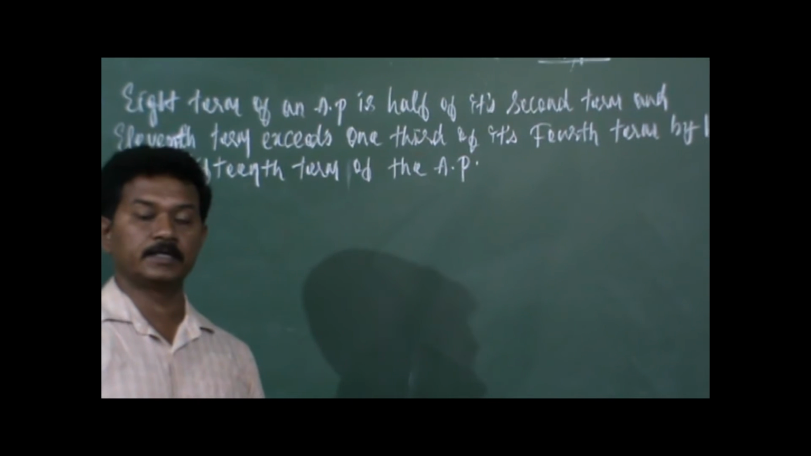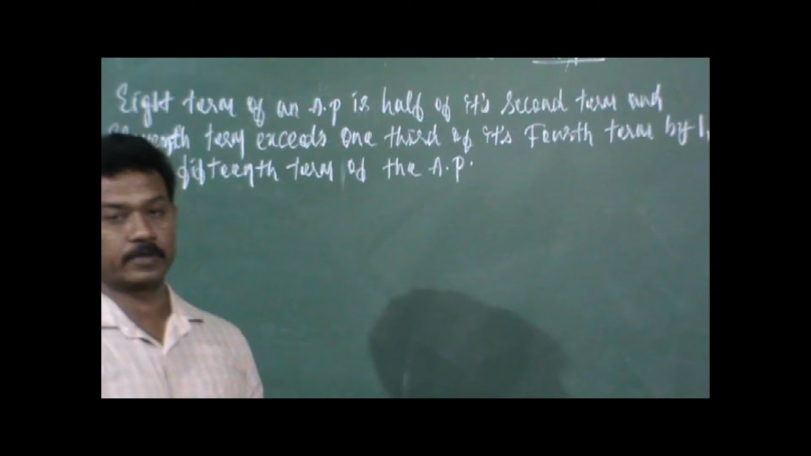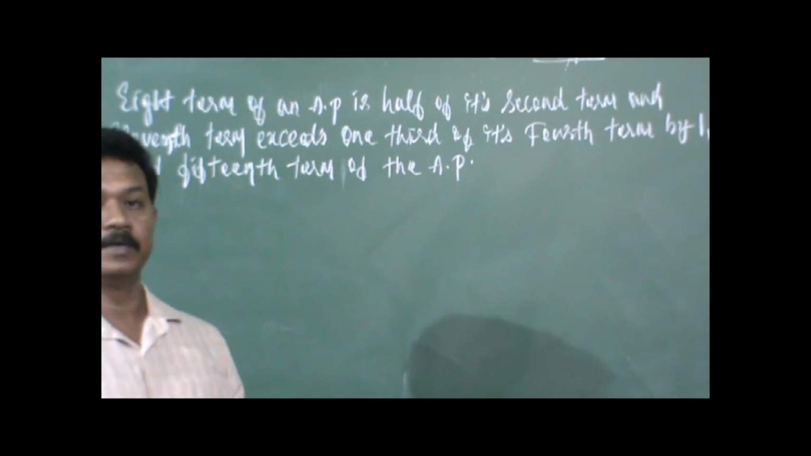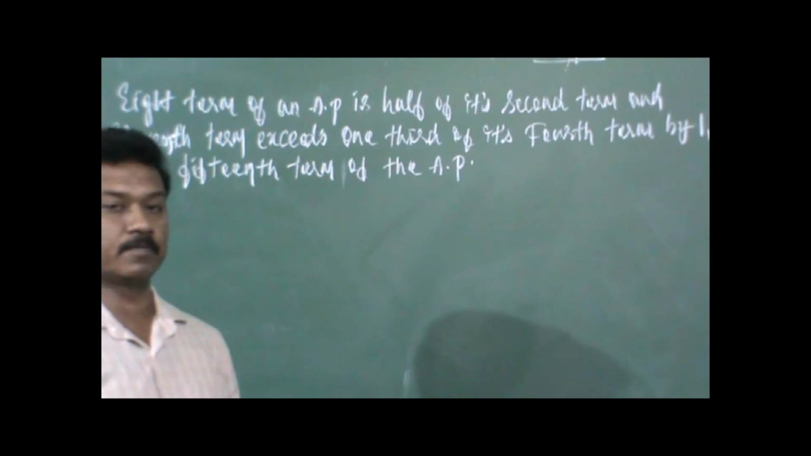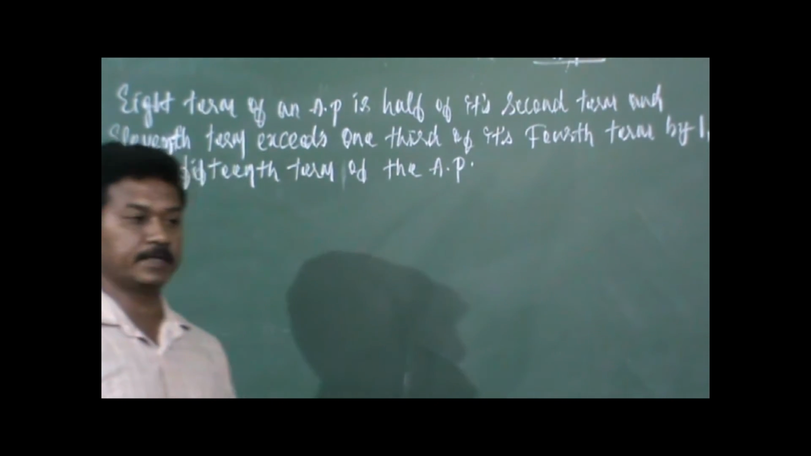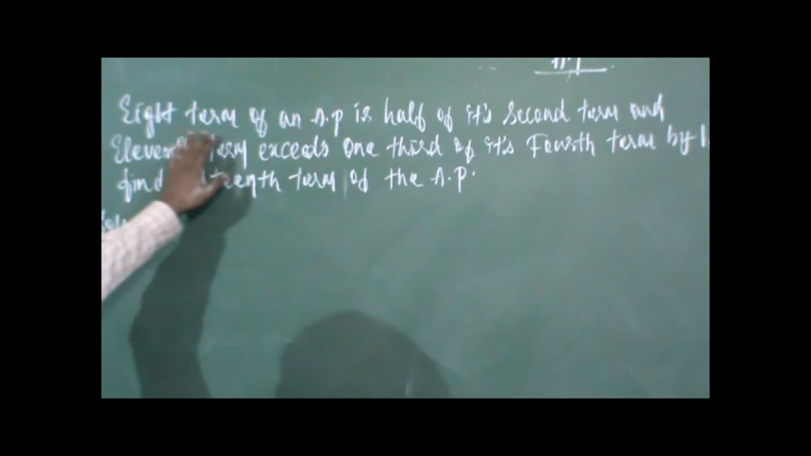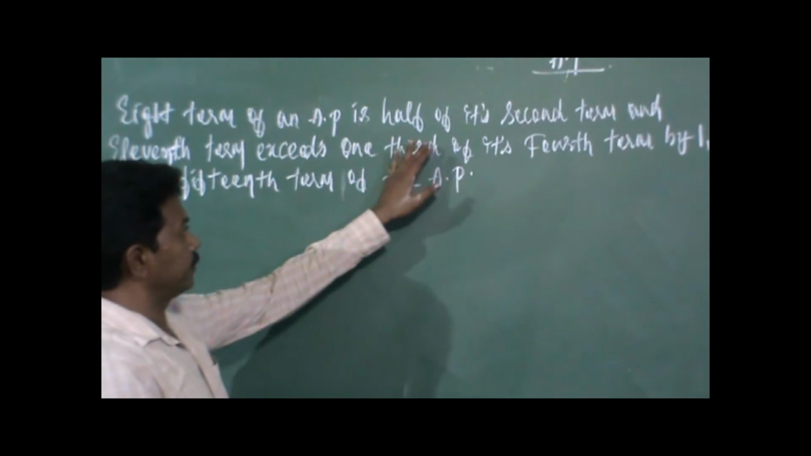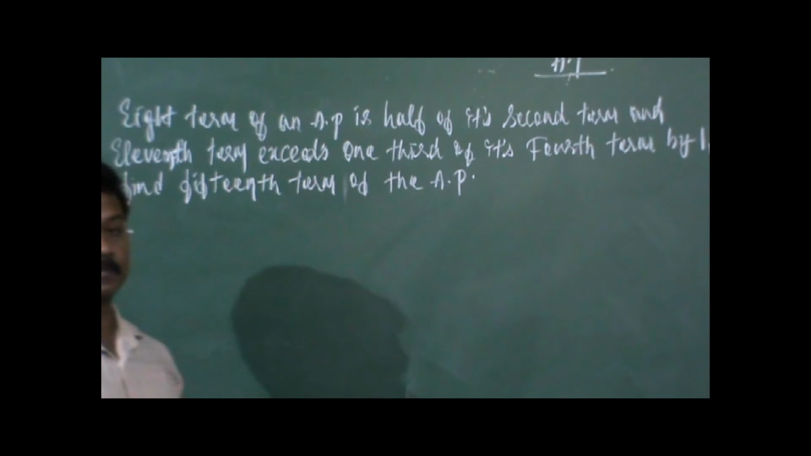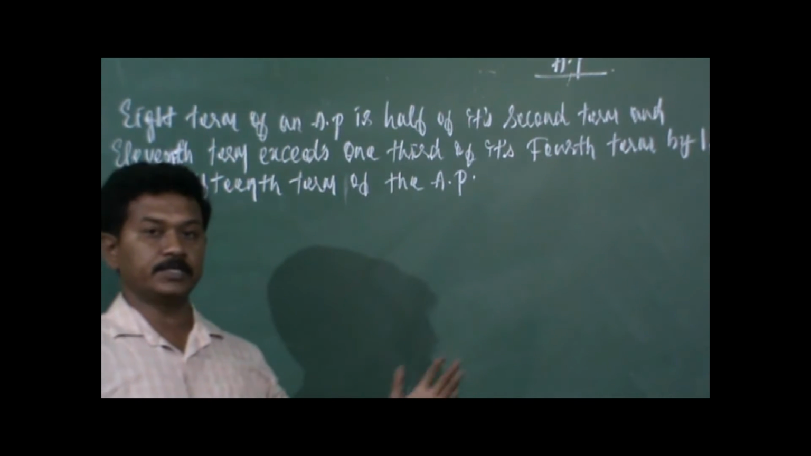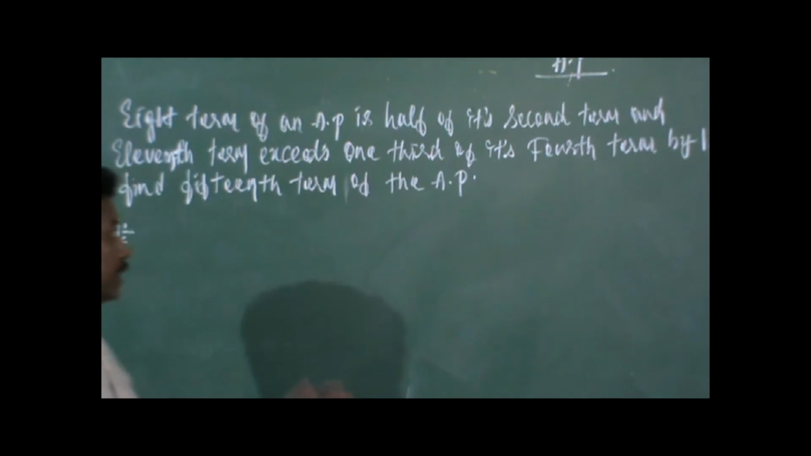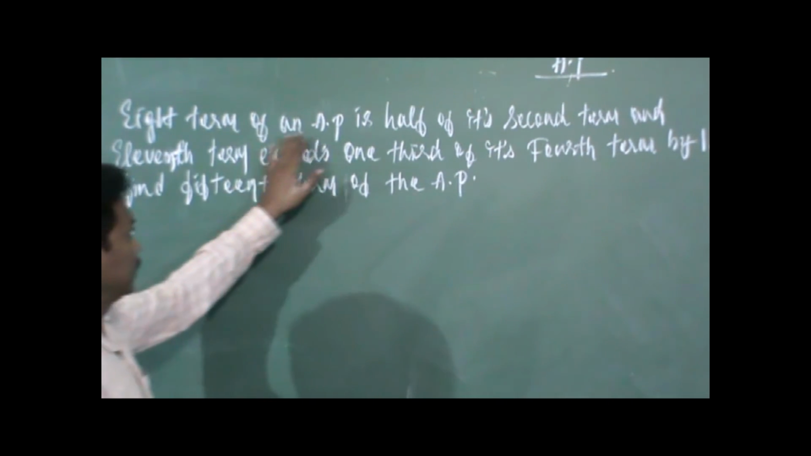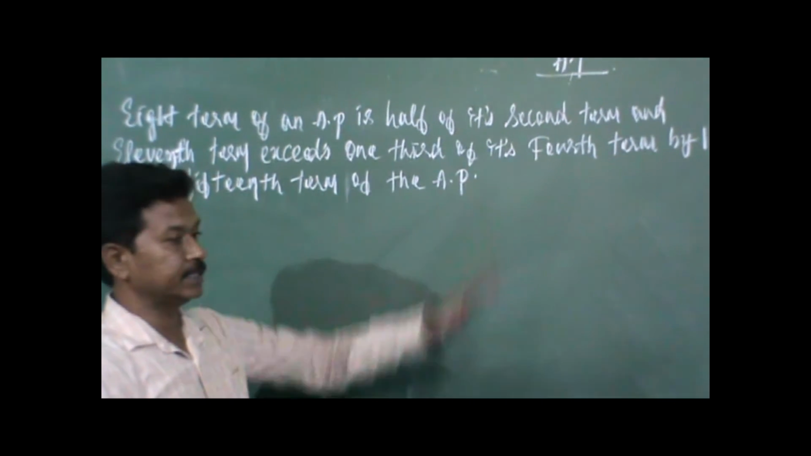Okay, so we'll go with the next problem in arithmetic progressions on nth term of an AP. It's a sure 4 marks problem in AP. Now, 8th term of an AP is half of its second term. Consider an AP, imagine an AP. So in that AP, what has happened? 8th term of that AP is half of its second term.